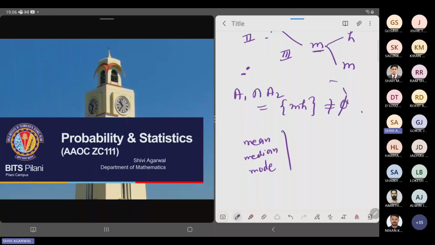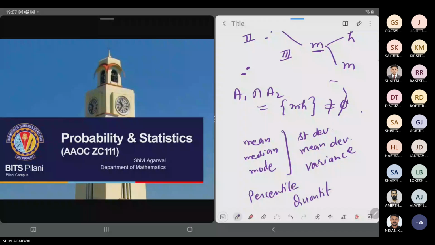And then we have done the dispersion of the data. In that one, we have done the standard deviation, mean deviation, and variance. After that, we have done the percentile and quartile. These formulas we have done in the last class, all are formula-based things that we have used to calculate the required things, just to find out the information or analyze the data and how we represent the data basically. So that's what we have done in the last class.